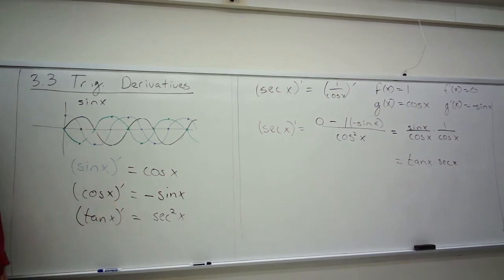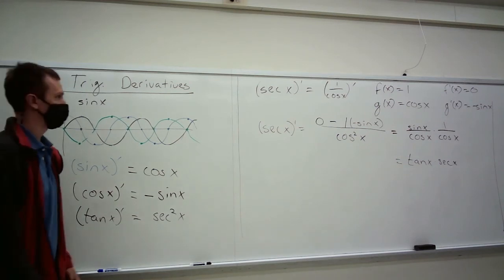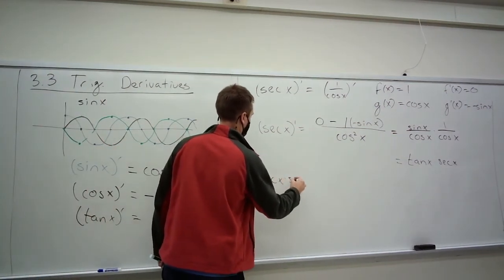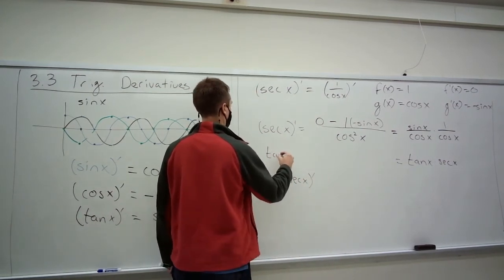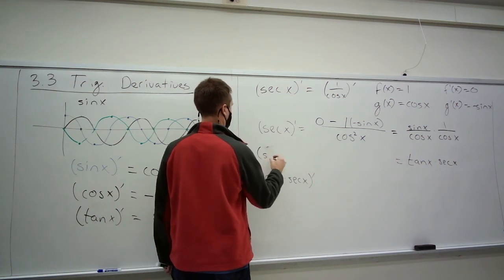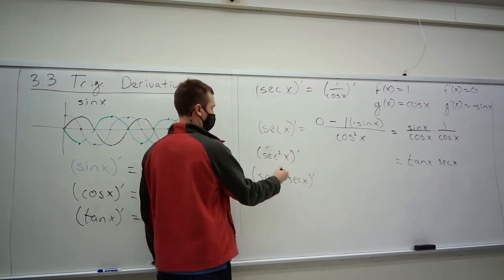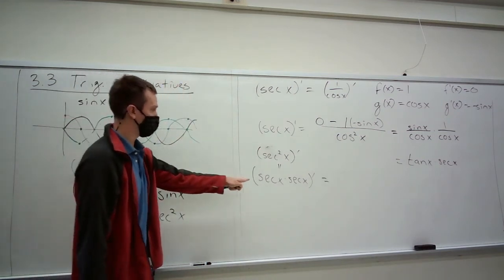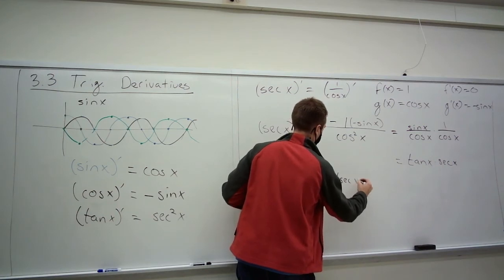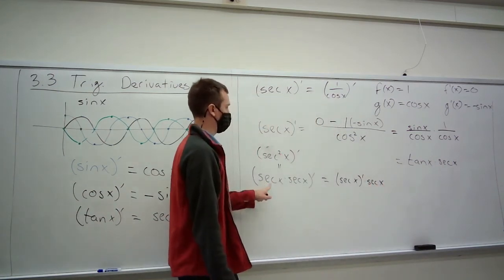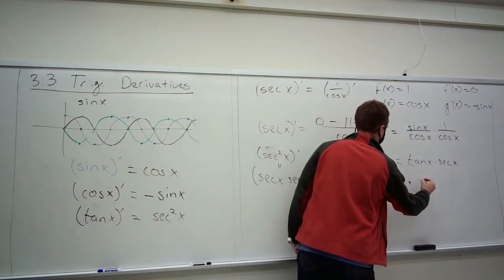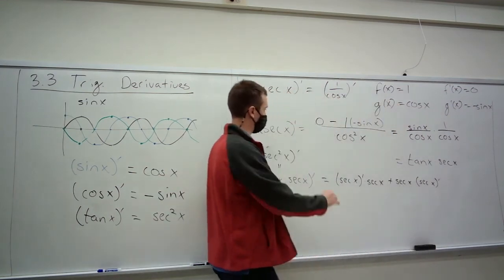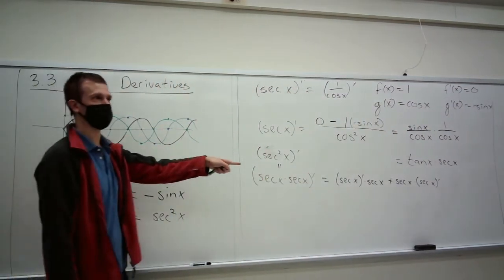Unfortunately, to find the derivative of secant squared, we need to take two of these, multiply together, then differentiate. Oh boy. Sounds like a product rule. The derivative of secant squared of x is equal to the derivative of secant of x times secant of x plus secant of x times the derivative of secant of x, just the product rule. So it's two of these guys, because they're the same, right?